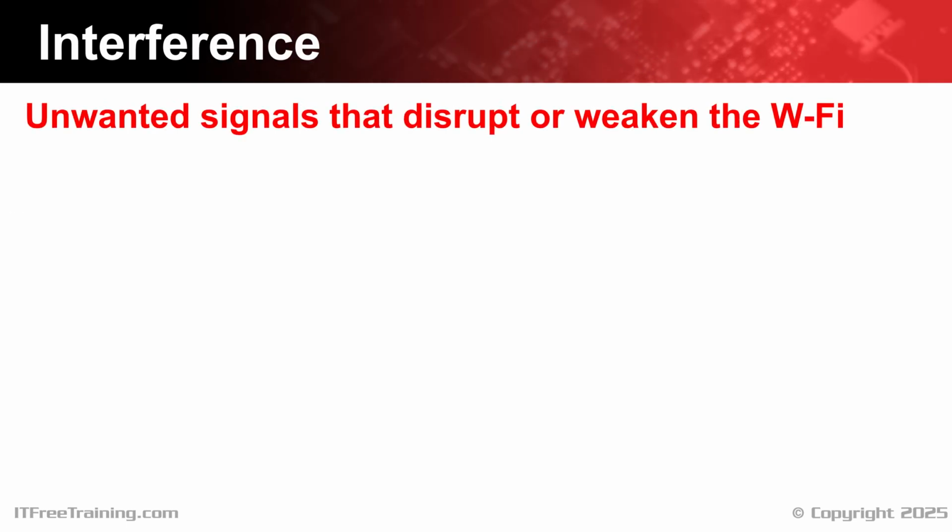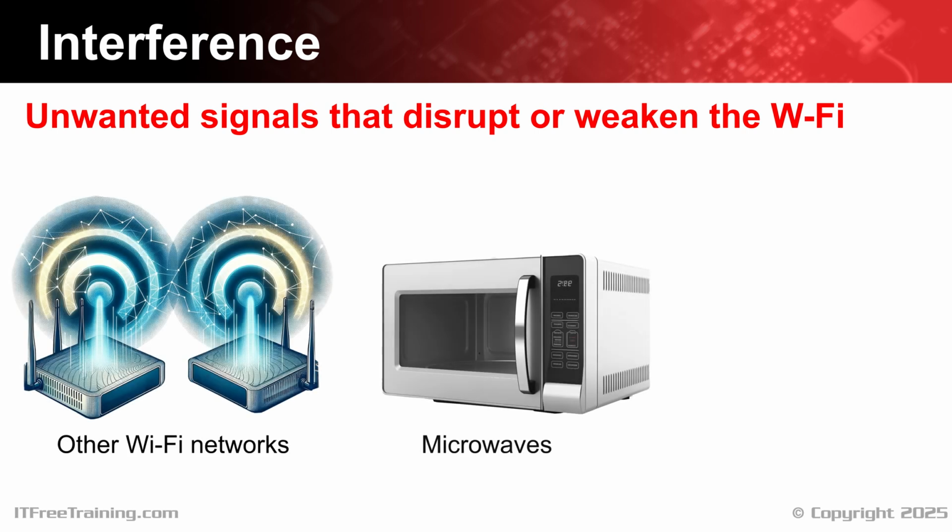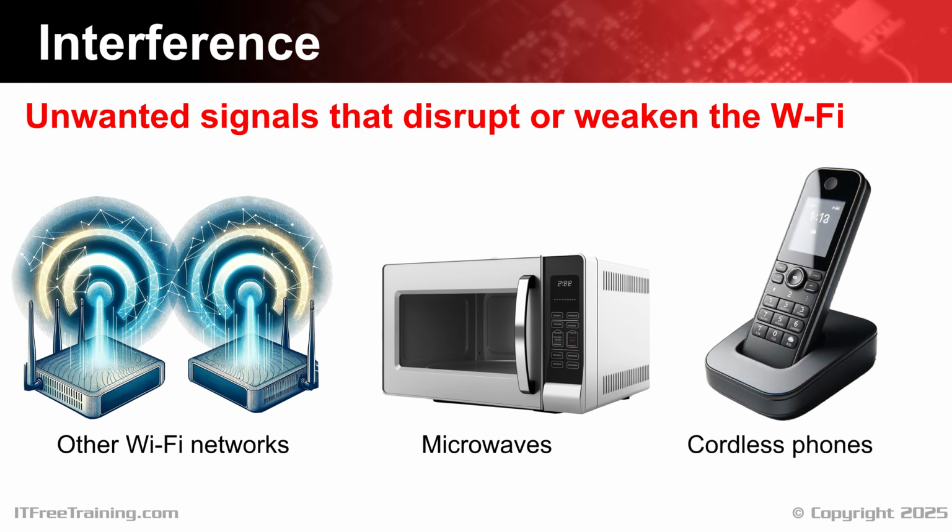Interference is unwanted signals that disrupt or weaken the Wi-Fi signal. Devices that can do this are other Wi-Fi networks, microwaves, and cordless phones, just to name a few. Interference decreases the reliability and speed of the Wi-Fi. Nowadays, everyone is using Wi-Fi, so there is a good chance your Wi-Fi network is close to another one. There are ways to reduce this interference.